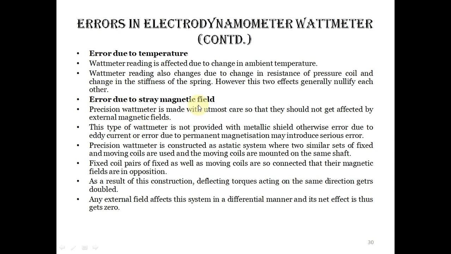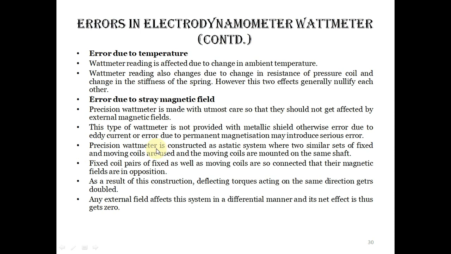Error due to stray magnetic field. Precision wattmeters, which are used for special purposes, use a special type of system, the astatic system, which we will be discussing here. A precision wattmeter is made with utmost care so that it is not affected by external magnetic fields. This type of wattmeter is not provided with a metallic shield, otherwise error due to eddy current or permanent magnetization may introduce serious error.